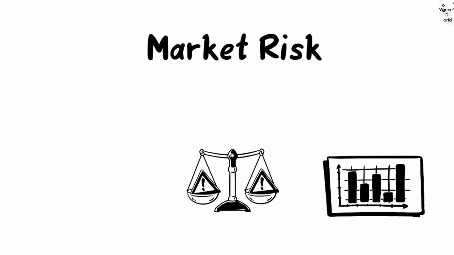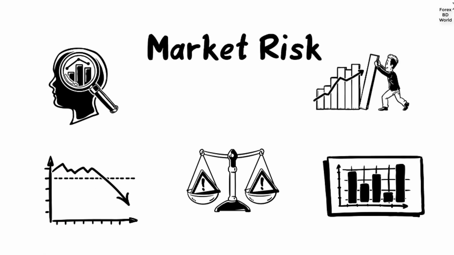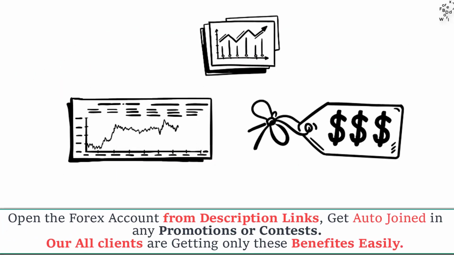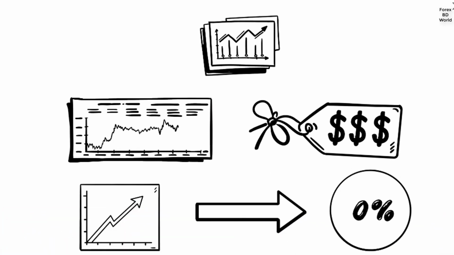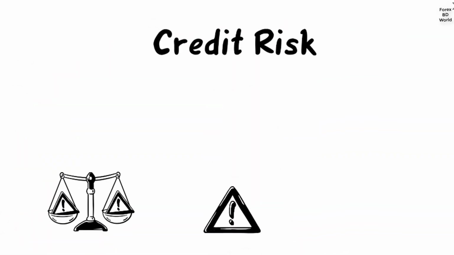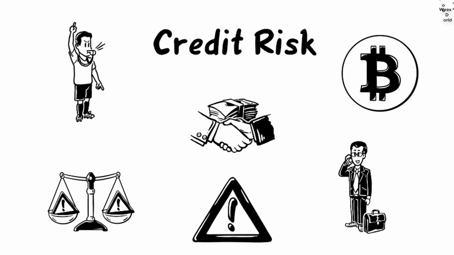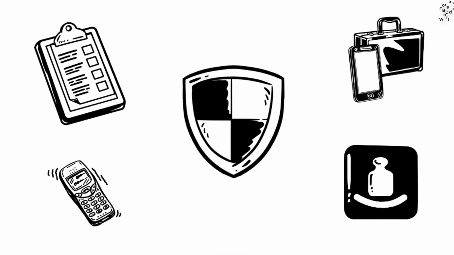Market risk. Market risk is the potential for losses due to adverse changes in market conditions. Forex markets are highly volatile, and prices can change rapidly and unexpectedly, resulting in significant losses. Credit risk. Credit risk is the risk of default by the counterparty, such as a broker or trading partner. It is essential to choose a reputable broker and perform due diligence to ensure they are financially stable and reliable.